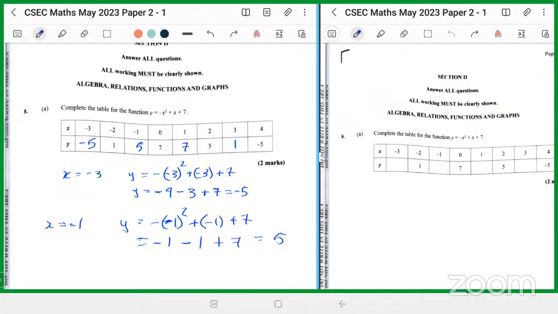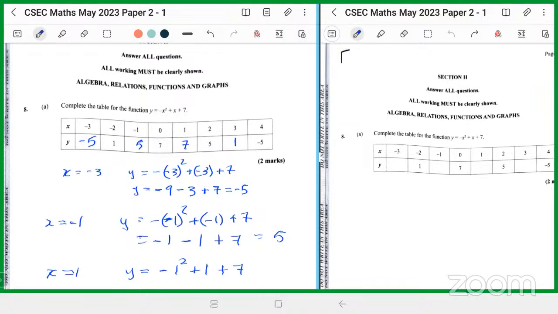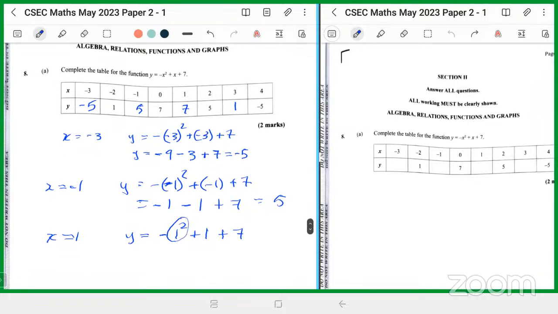All right. And if you want me to work out the 7 right here to show that it is 7, I just need to put x equals 1 in there again. So when x equals 1, I'm going to get y equals minus 1 squared, because remember the x is just 1 here. Plus this 1 and plus 7. Then this 1 squared is 1. So it always becomes -1, because 1 squared is 1. This minus is not changing.